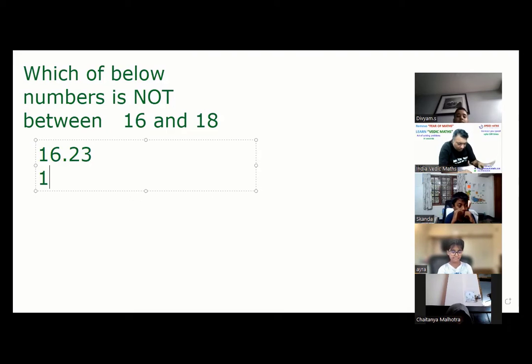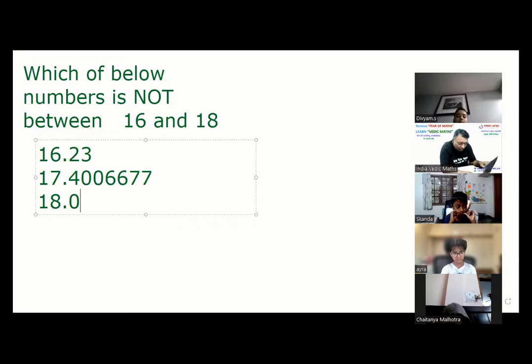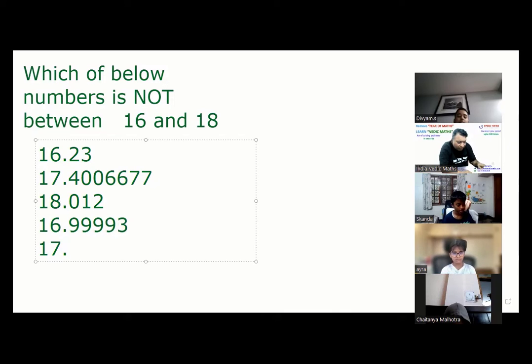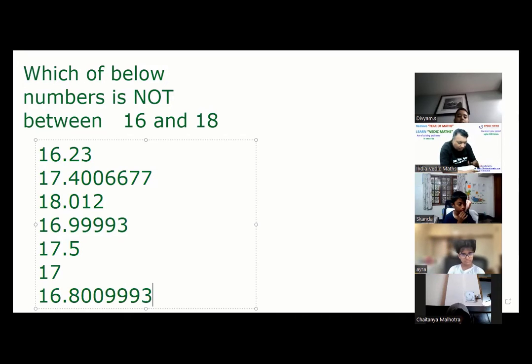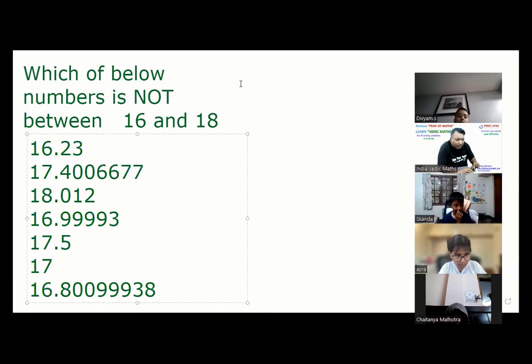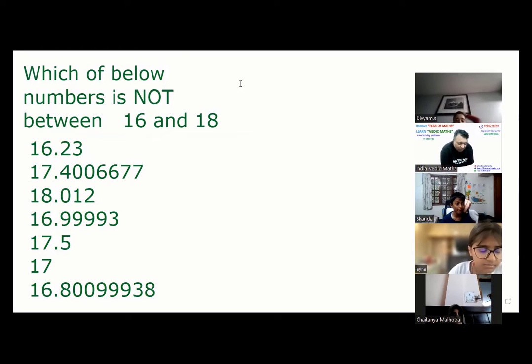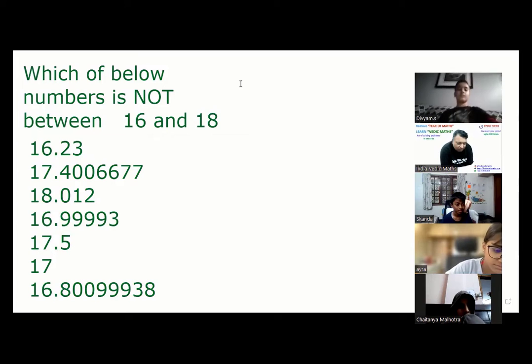16.23, 17 point this, 18.01, 16.999 this, 17.5, 17, 16 point. Tell me out of all these numbers, which number is not between 16 and 18? Panash says this one. Okay, I want everyone to answer this. I already told sir first one, sir. Okay, Skanda. Okay, Panash. Good.